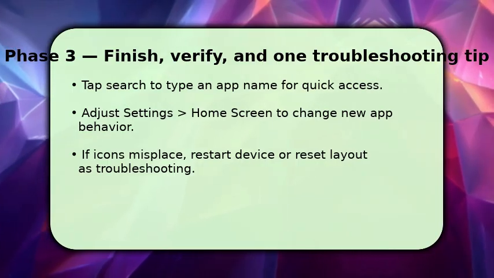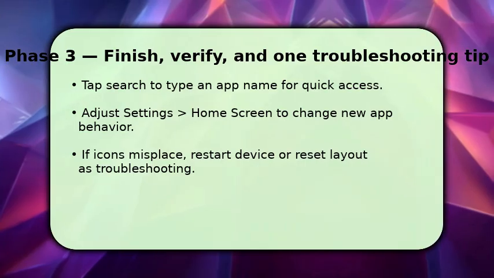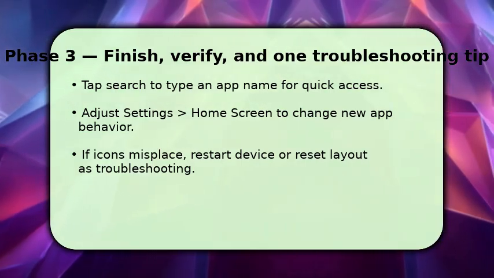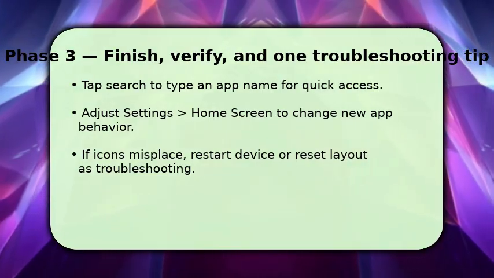If icons go missing or folders behave oddly, restart your iPhone first, and if problems persist, reset home screen layout in Settings. That usually resolves misplacements without losing apps.